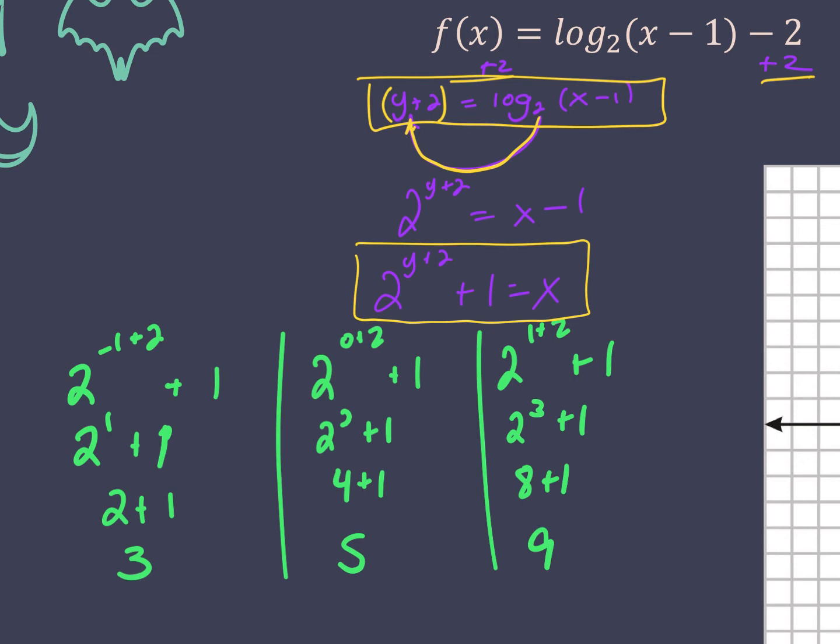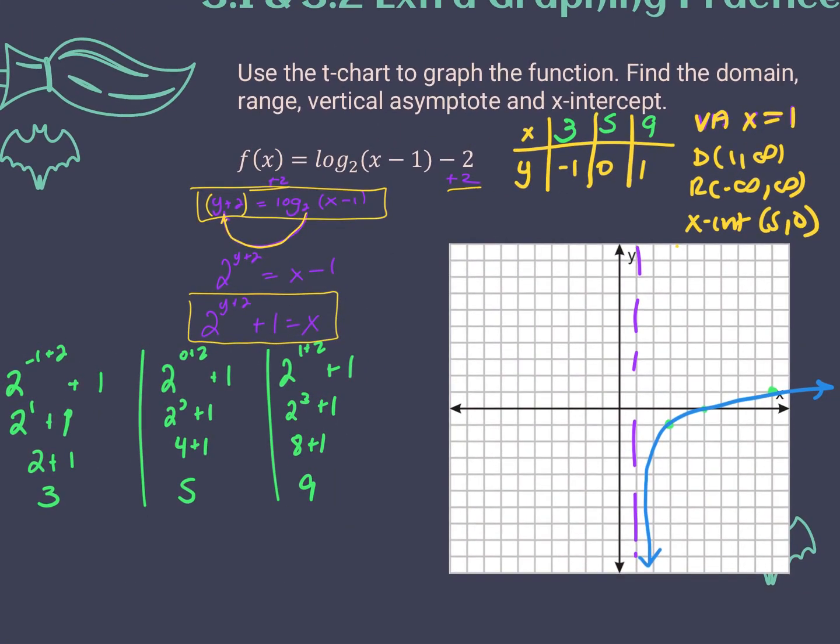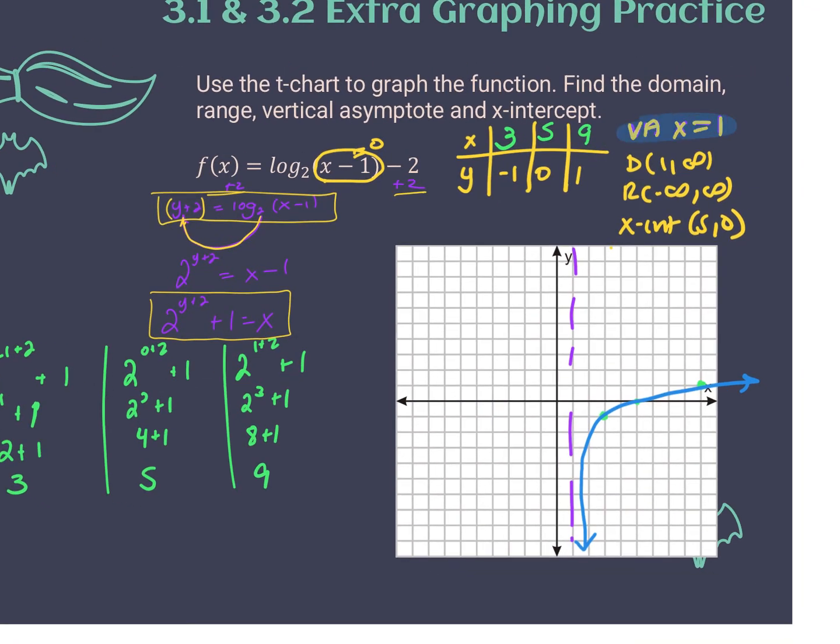So I plug in -1, 0, and 1. I get 2 to the first plus 1, which is 3. I get 2 to the second plus 1, which is 5. And I get 2 to the third plus 1, which is 8 plus 1, or 9. Then I plot those points. The vertical asymptote comes from what's inside the parentheses. So I set that equal to 0, and I get x equals 1. My domain is caused by the same shift. It's 1 to positive infinity. My range is -infinity to positive infinity. And my x-intercept is 5, 0.